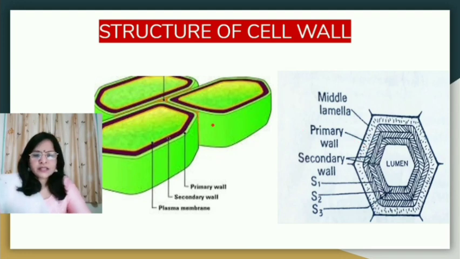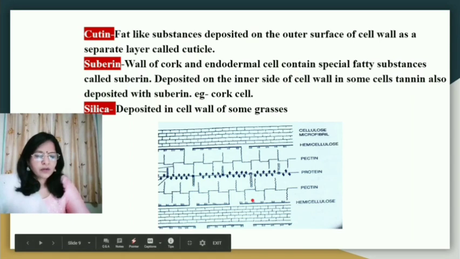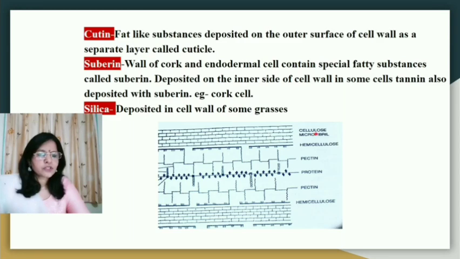And now you can see three adjacent cells, and this yellow line is actually the middle lamella, whose main function is to bind the two adjacent cells. So it is a cementing, glue-like material containing magnesium and calcium pectate which binds the two cells. This is the structure of the cell wall, whose outermost portion consists of cellulosic microfibrils, then hemicellulose, centrally located protein, and on both sides pectin substances are found in the cell wall.